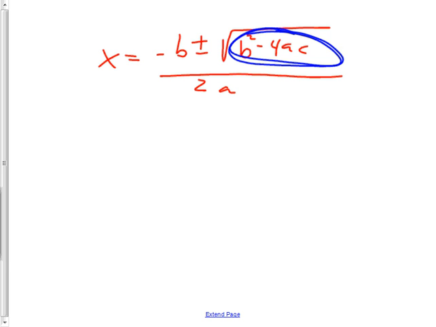What if there is nothing underneath there? What if b squared minus 4ac is 0? If it equals 0, then there's how many answers? One answer. If it equals a positive number, then you're going to get two answers like normal. We already talked about if it's negative, you will get two imaginaries or no reals.